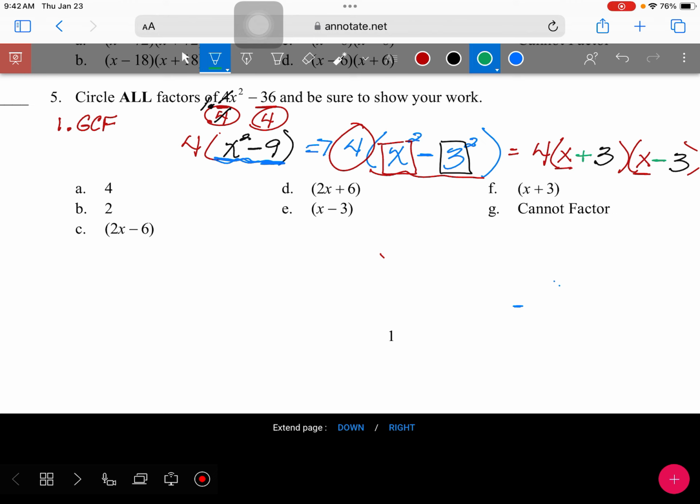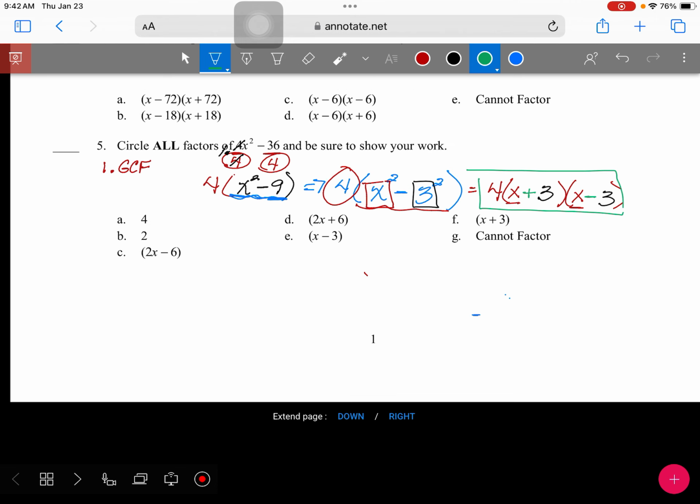Did I just go whoosh? All right. For this problem, let's finish this problem. So these factors, if I had to include them all, would be 4, x plus 3, and x minus 3. So that would be A, E, and F.